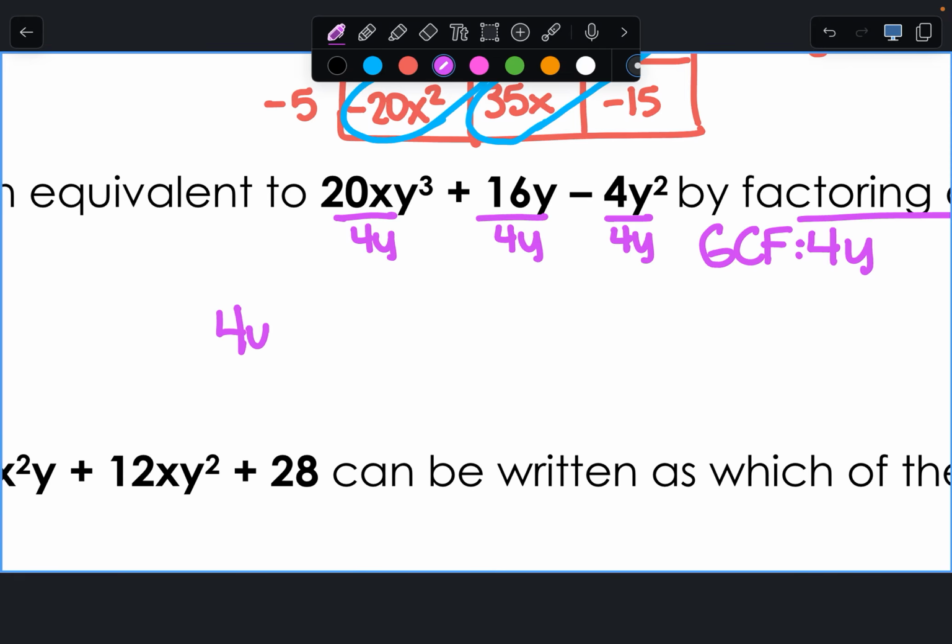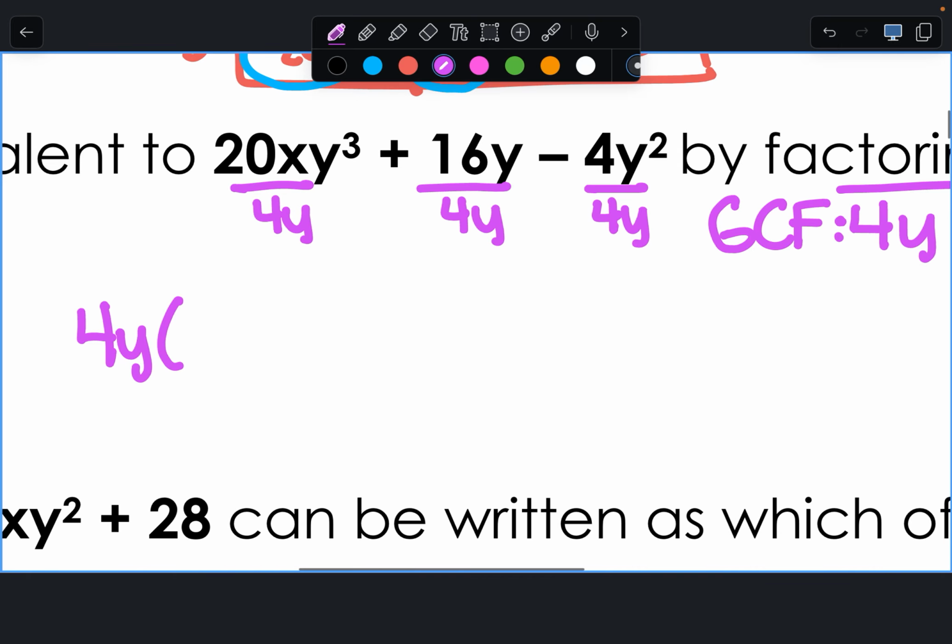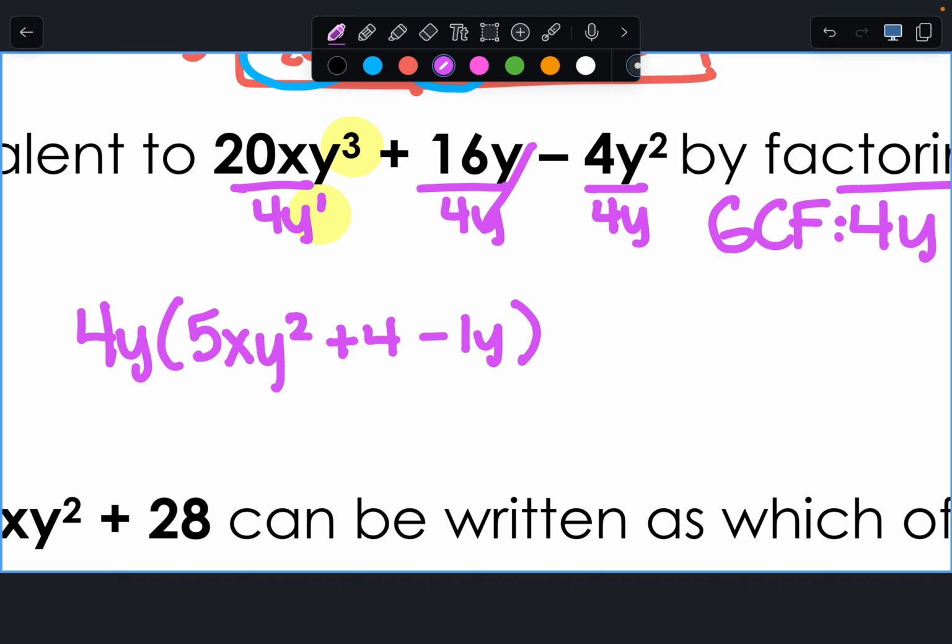Now, write your 4y out to the side. 20 divided by 4 is? 5x, y. Well, y squared. Yes, 3 minus 1 is 2, so 5xy squared. Okay? Now, 16 divided by 4? 4. And then the y is what? Cancel out. 4y divided by 4y? Just 1, so it's negative 1 y. Okay. Just y.